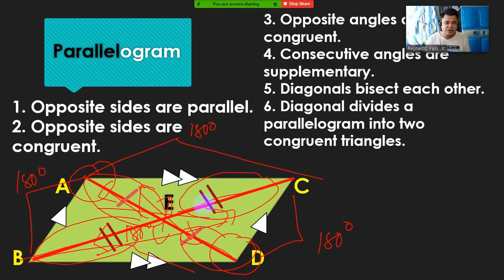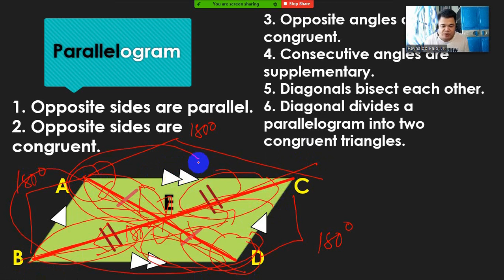Next, number 6, a diagonal divides a parallelogram into two congruent triangles. If you draw the diagonal BC, we can say that triangle ABC is congruent to triangle BDC. And then if you draw the diagonal AD, we can now say also that triangle ABD is congruent to triangle ACD. So therefore, in a parallelogram, when you draw a specific diagonal, there must be two triangles that are congruent.